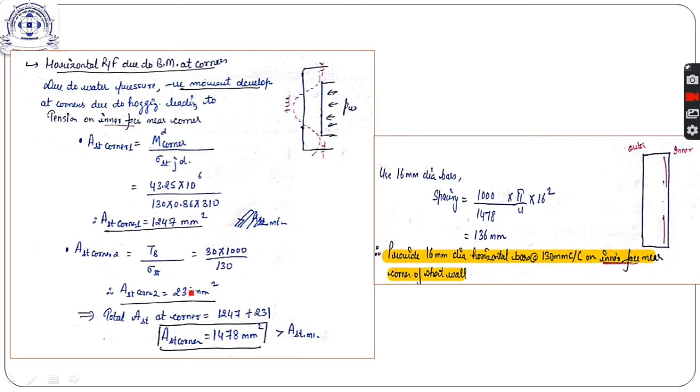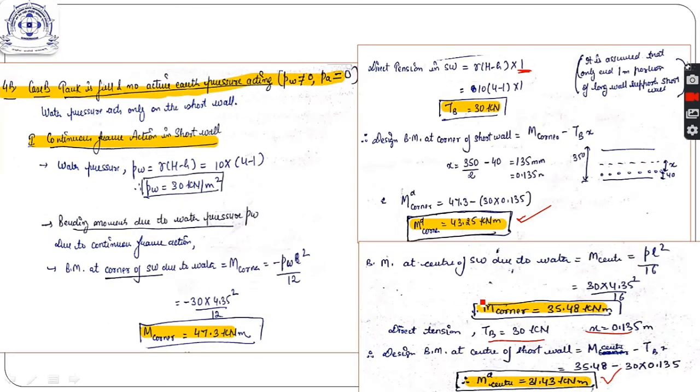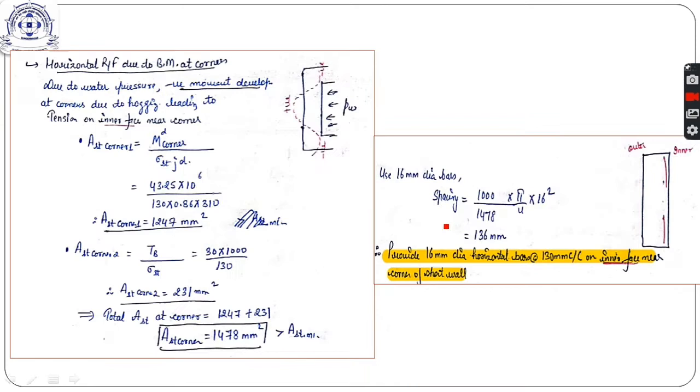So the bending moment at corner was 43.25, so we calculate reinforcement due to that, and along with that there was direct tension also. So the reinforcement due to direct tension was calculated like this, and then we add both these to get the AST at the corner. Okay, so we get AST as 16 mm dia bars at 130 mm center to center on the inner face near the corner of the short wall.